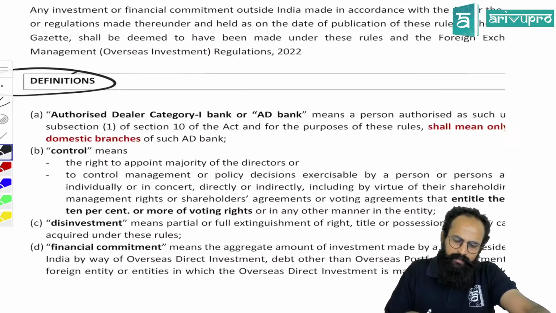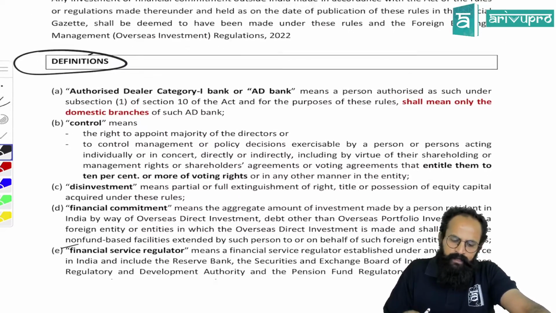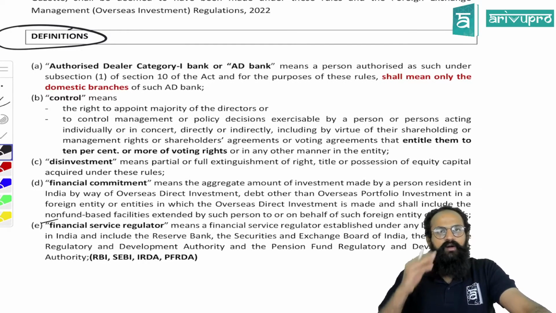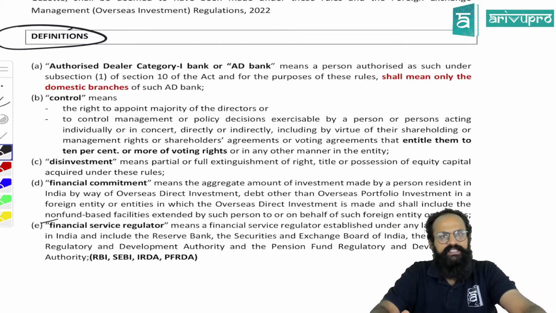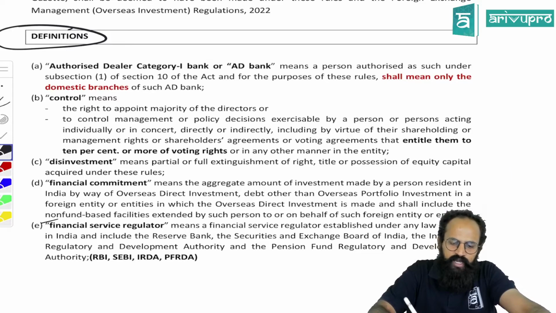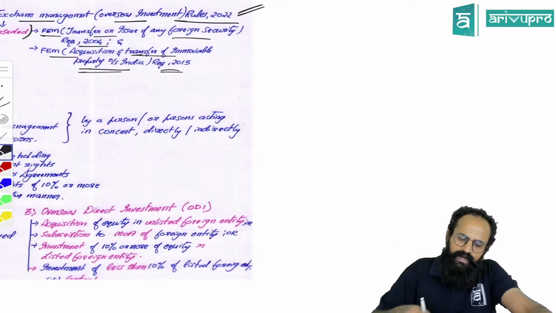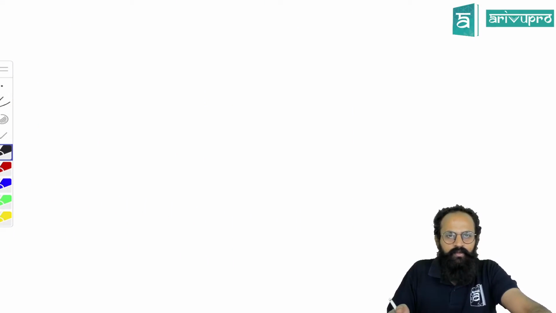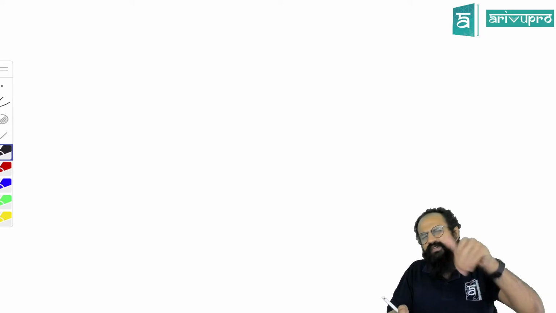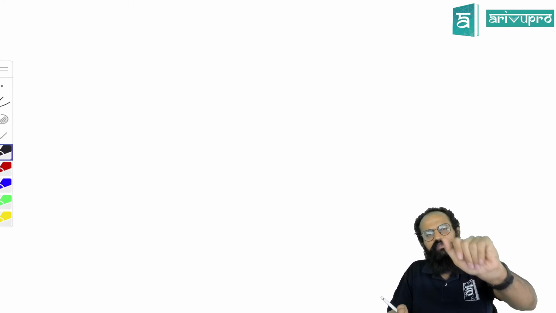Now, people, let us start. The first part is called the definitions. When you are making an overseas direct investment, there are some definitions you need to know. Okay, what are those definitions? In the definitions, they have given you some terminologies, and five are very, very important.